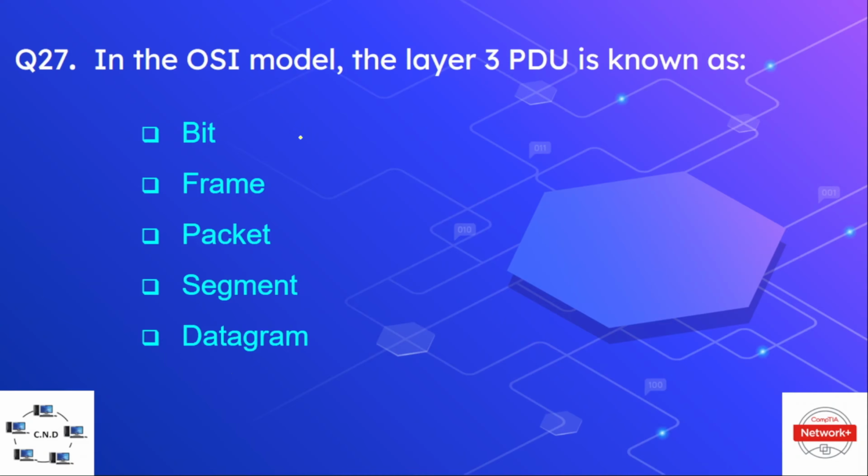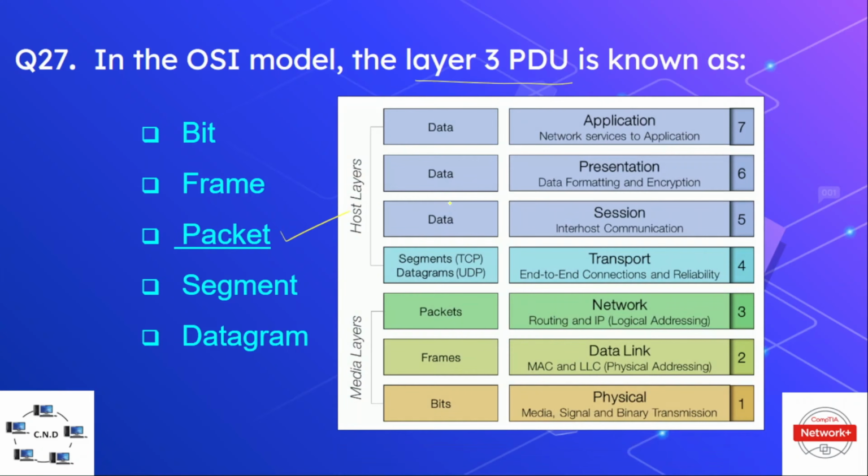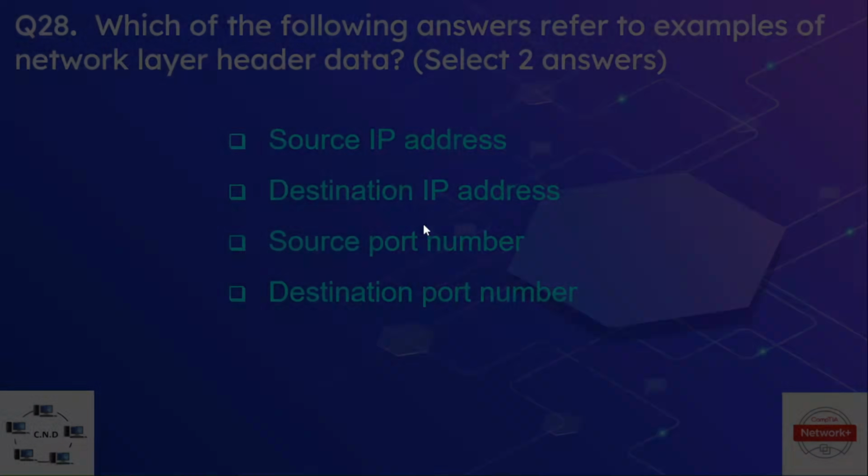Question number 27 is: in the OSI model, the layer 3 PDU is known as, and the options are bit, frame, packet, segment, and datagram. The correct option is the packet. So again, this is the visual, and here we can see that at layer 3, the network layer, the PDU is known as packet.